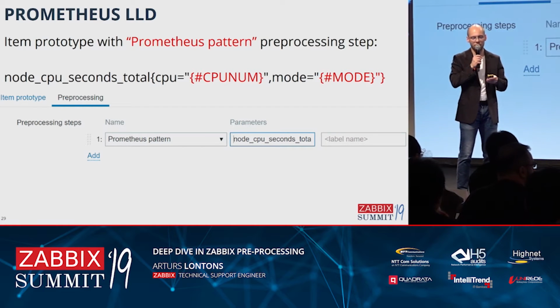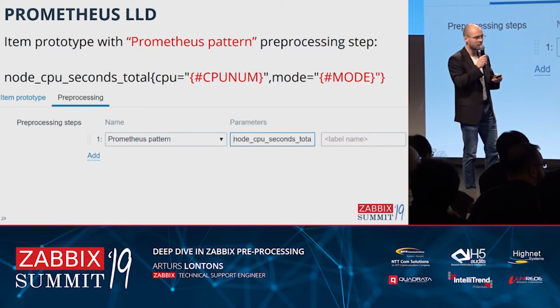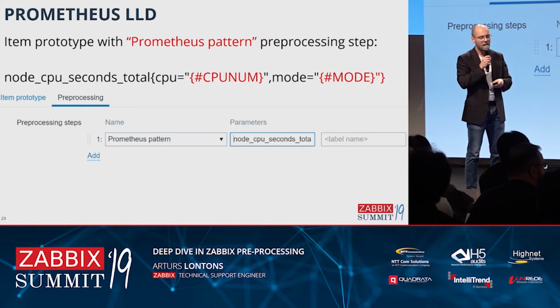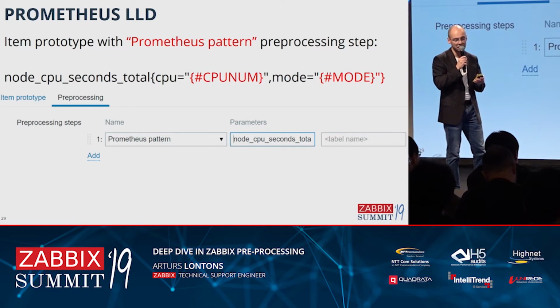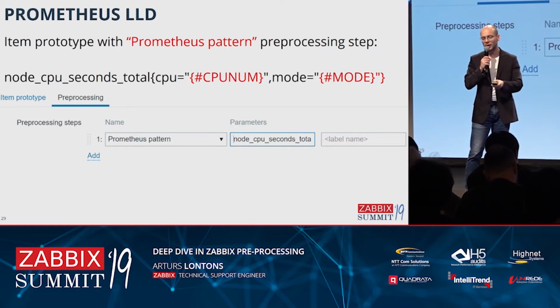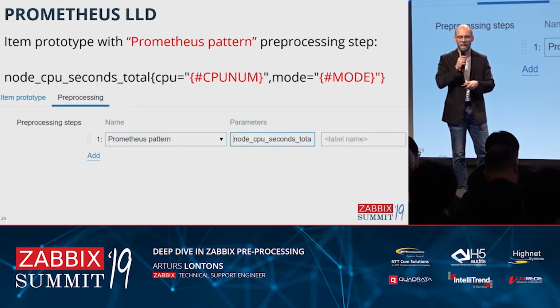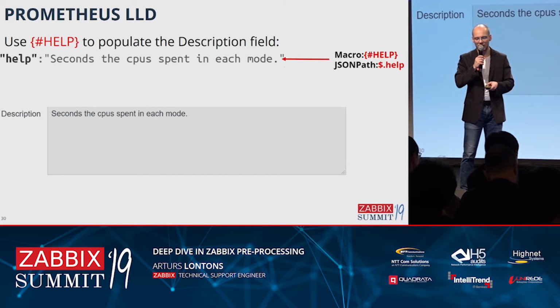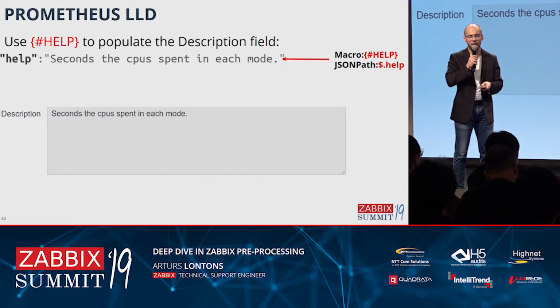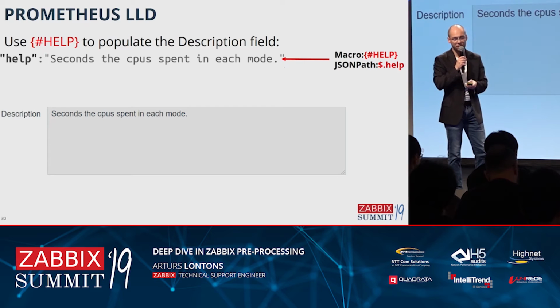So once I have my low-level discovery rule, I've made sure that I'm getting my low-level discovery macros. I've made sure that I'm getting all of the JSON that I need. I can define my item prototypes with Prometheus pattern preprocessing steps, and then plug those macros in CPU num and mode in the specific CPU and mode attributes. So they'll be automatically discovered, all of these CPUs and all of the modes. And I'll also populate the description field with the help section from Prometheus exporters.